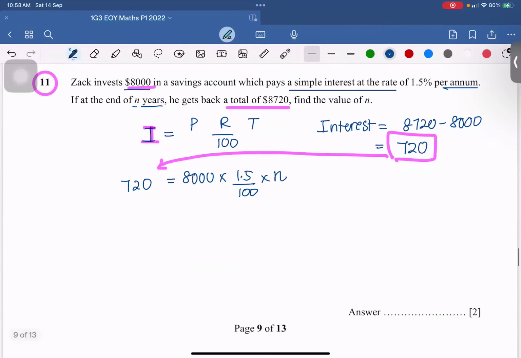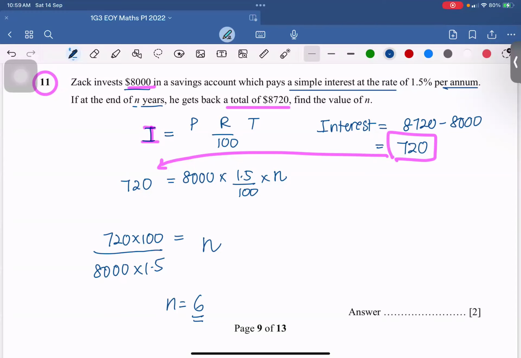Then we leave the rest to algebra. I'll get rid of 100. So I times 100, I'll divide by 8,000 times 1.5 to find the number of years. 720 times 100 divided by 8,000 times 1.5. I get the answer n equals 6 years.